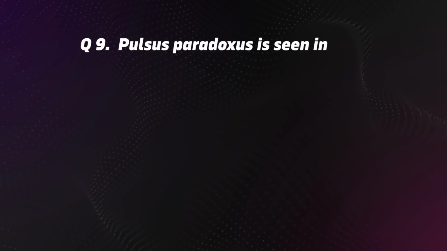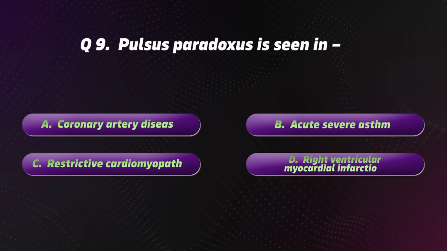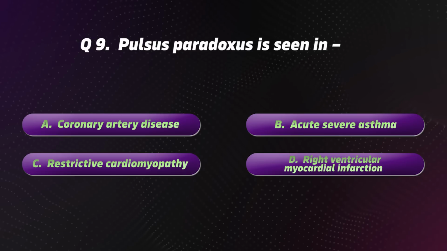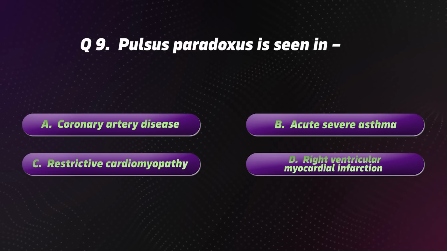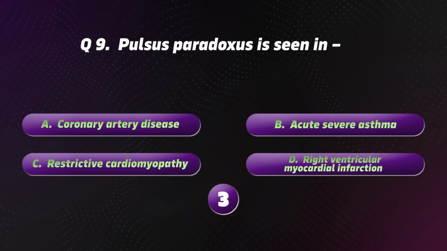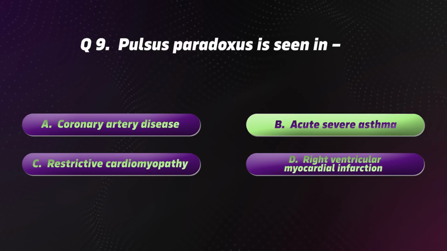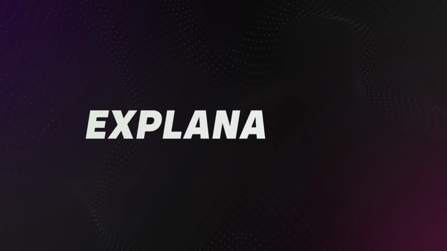Question 9. Pulsus paradoxus is seen in? Here are the options. A. Coronary artery disease. B. Acute severe asthma. C. Restrictive cardiomyopathy. D. Right ventricular myocardial infarction. And the correct option is B. Acute severe asthma. Here is the explanation.